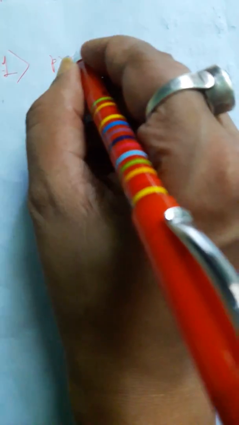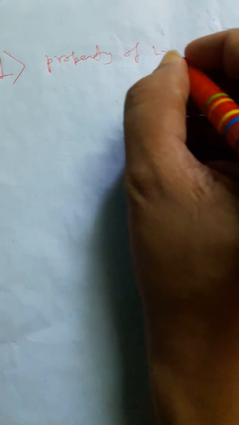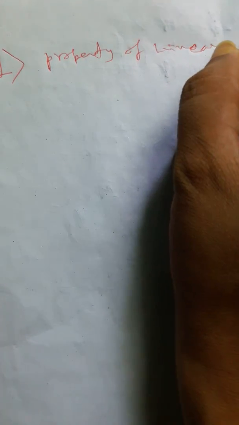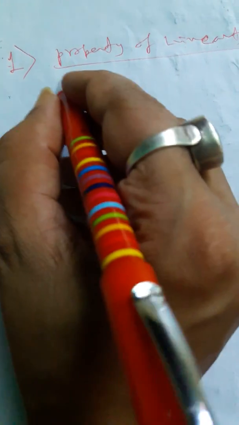Actually, the basic properties we derive are given below. Number one is the property of linearity, which we have to prove.